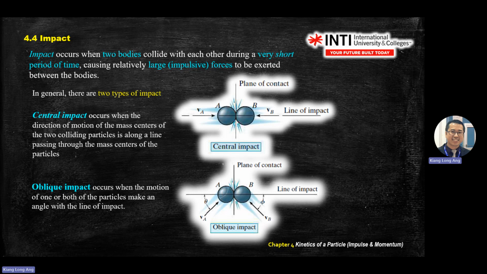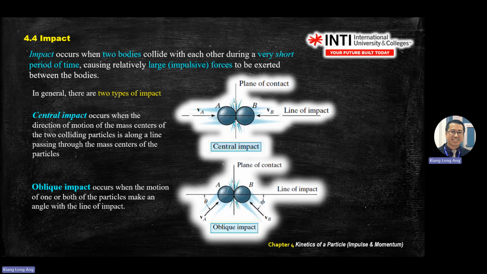But for oblique impact, the two spheres meet at the center at a certain angle. A comes from one side with velocity at a certain angle, and B comes from another side and meets A at a certain angle, in this case gamma or phi. So when they meet face to face in a straight line, we call it central impact. In the oblique case, they meet at a different angle.